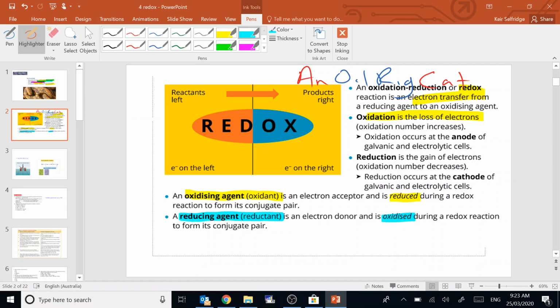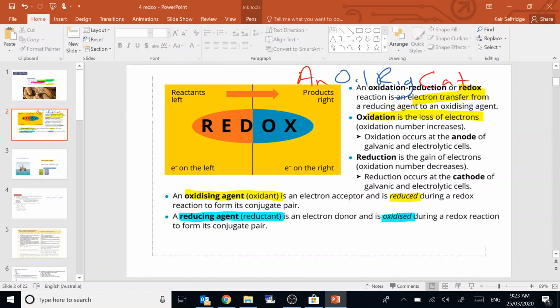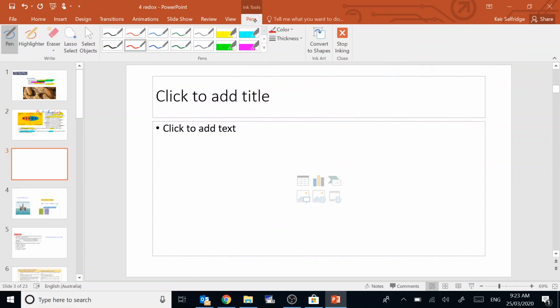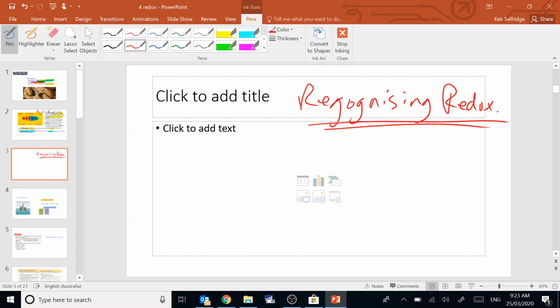That brings us to the next bit, and the next bit is just getting started. So, number one, we have to be able to recognize redox, well, there's three ways.